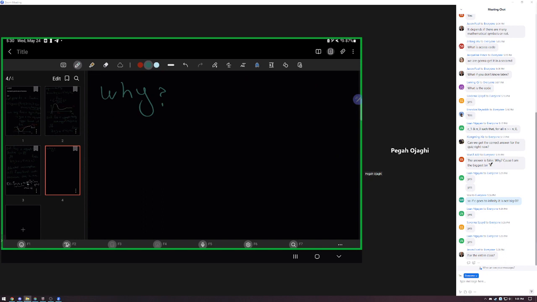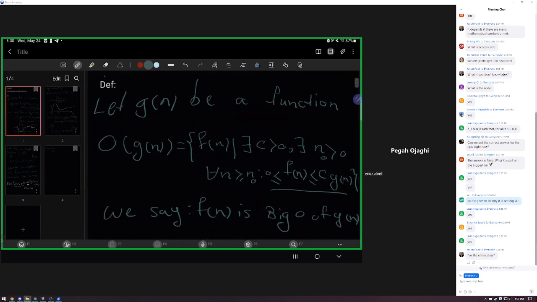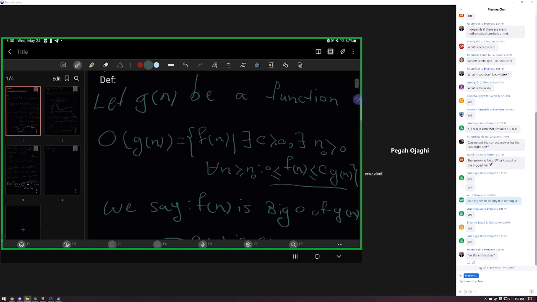What I can do. So if I want to say, what was the definition of the big O notation? Let's go back here. The definition of big O notation means that I will need to find C and n naught. It means f of n is going to be between 0 and the upper bound c g of n.